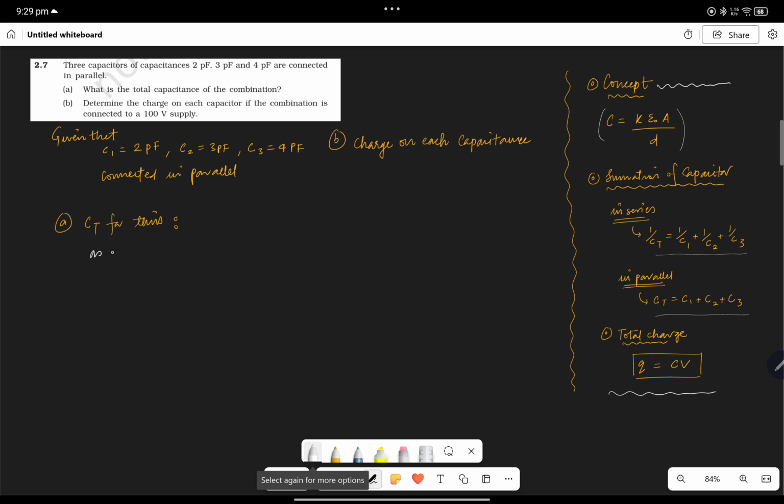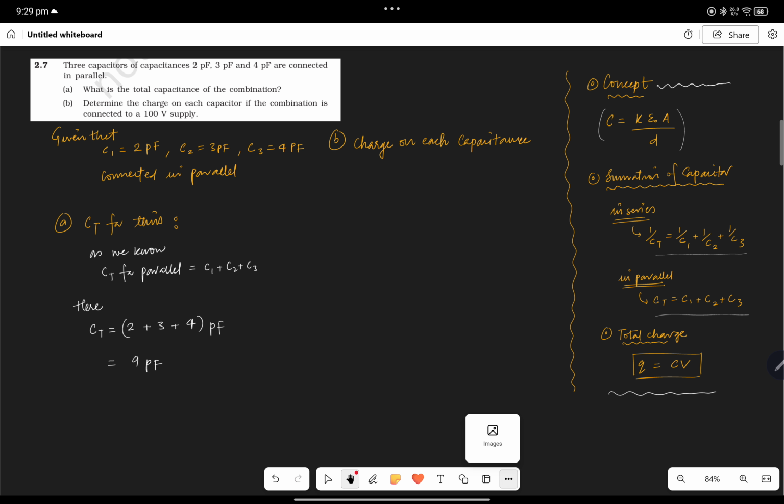So as we know, C total for parallel is equal to C1 plus C2 plus C3, right? So here C total is going to be 2 plus 3 plus 4 picofarad, right? And that is going to be 9 picofarad. Simple.